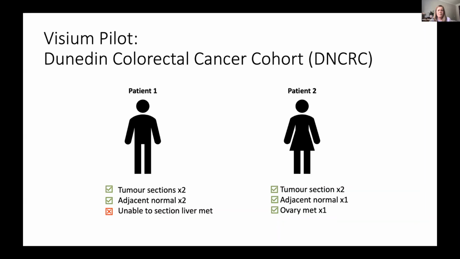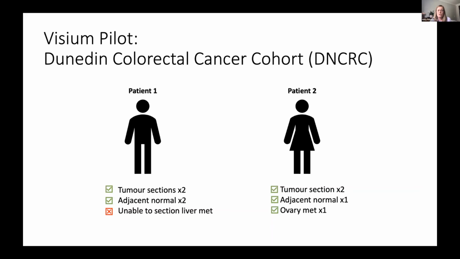Patient 1 was earlier stage, stage 2, but had a recurrence into the liver in later years. And patient 2 was stage 4 with an ovarian metastasis as well. The sections I have collected are 2 tumor sections for both patients and adjacent normal tissue as well.